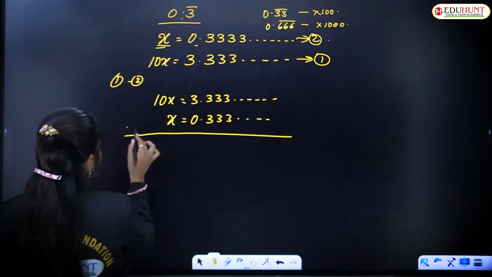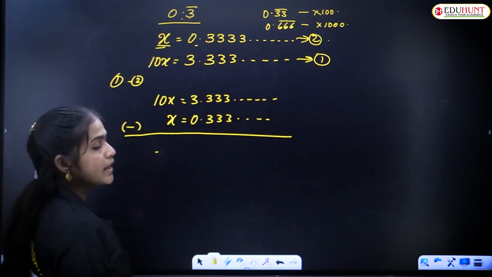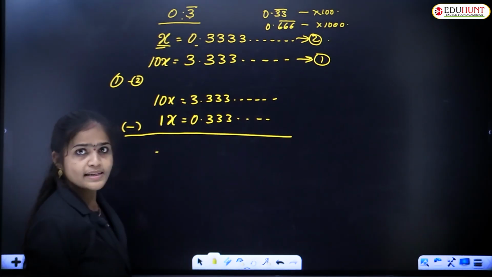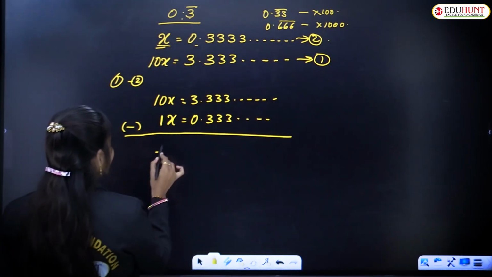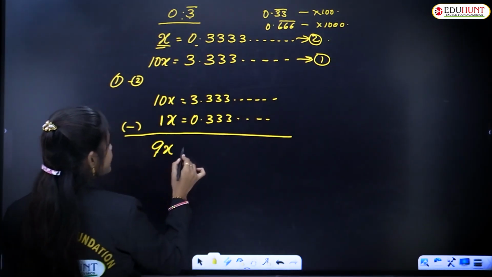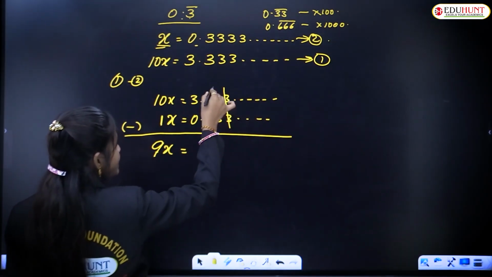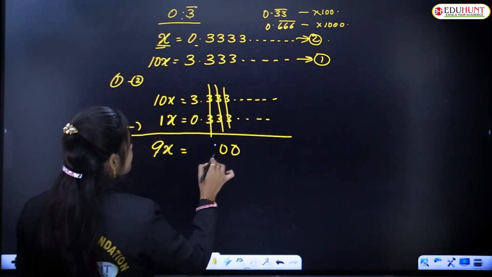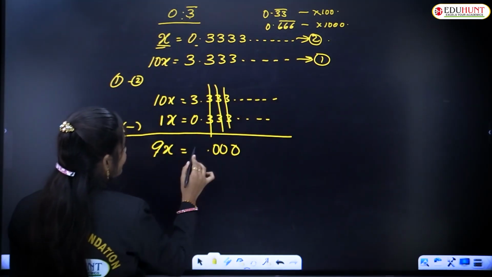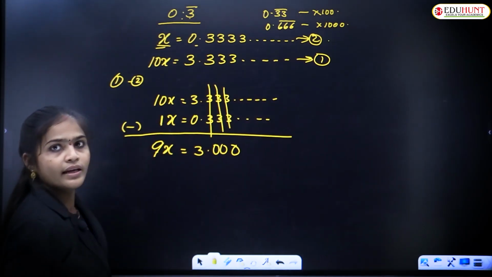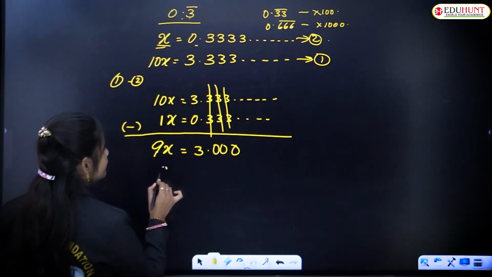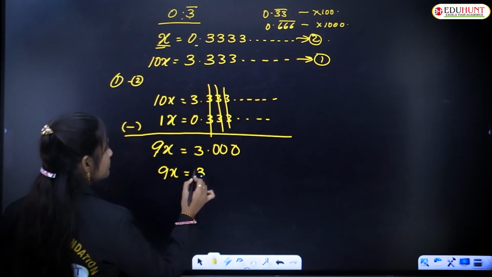I want to subtract these two. Okay. So 10x minus only 1x. 10 minus 1 is 9. 9 times x is equal to 3 minus 3, 3 minus 3, 3 minus 3. We are getting zeros here. 0.3 minus 0 is 3. So 3.00 means which is nothing but 3 only, no? So 9x is equal to 3.